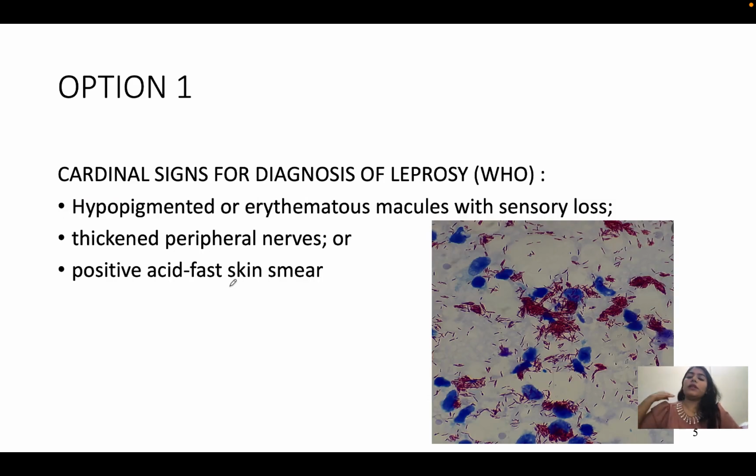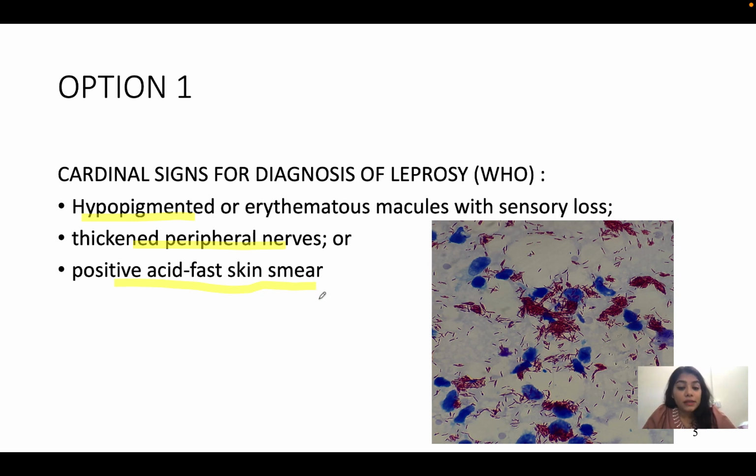What are the cardinal signs for diagnosis of leprosy? What is it in this question that makes you think of leprosy instantly? So you see, the cardinal signs of leprosy are any patient which presents with hypopigmented or erythematous macules with sensory loss, which is what this patient had. And there is presence of thickened peripheral nerves. So in the question they have told that there was some kind of involvement of nerves, and a nerve biopsy was done which showed involvement of Schwann cells. And the third point is a positive acid fast skin smear.